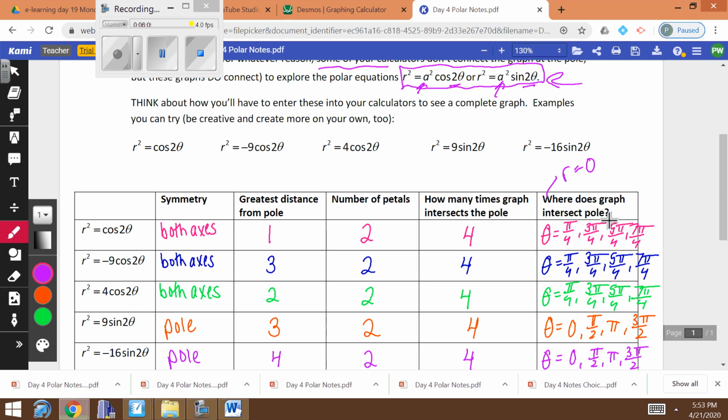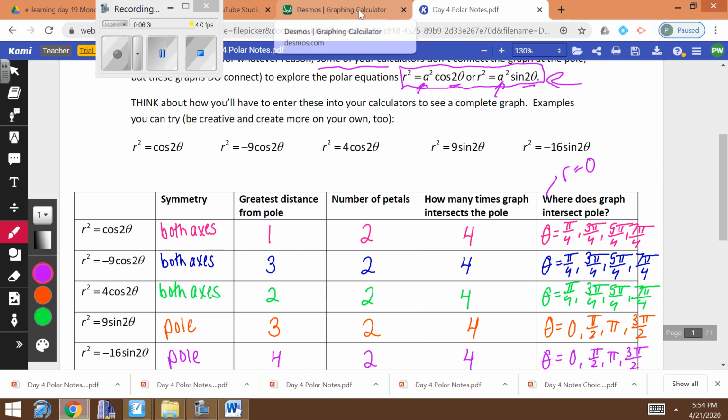If we divide those by 2, notice we get all of these. So cosine of 2 times pi over 4 would be the cosine of pi over 2, and that's 0, and so forth. So you'll notice that for all of the cosines, those 4 places where it intersects the pole are all the same. And for all of our sines, those 4 places where it intersects the pole are all the same.